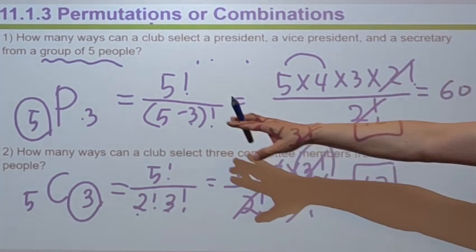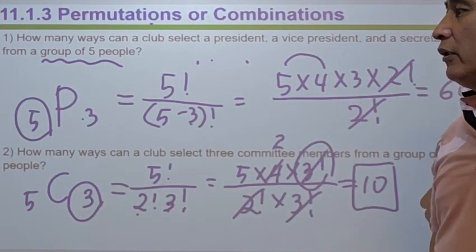So can you tell the difference? Yeah, permutation, combination. Permutation, order matters. Let's do one more problem.